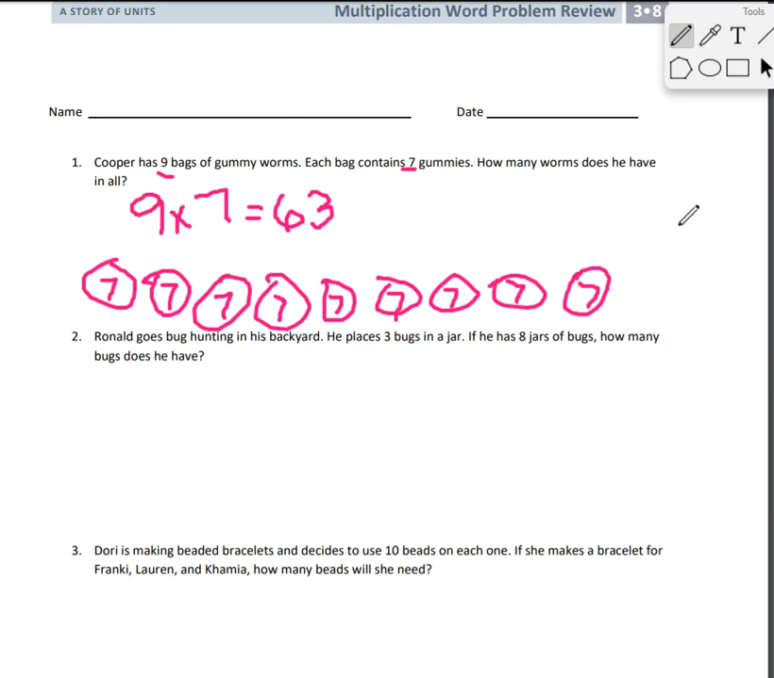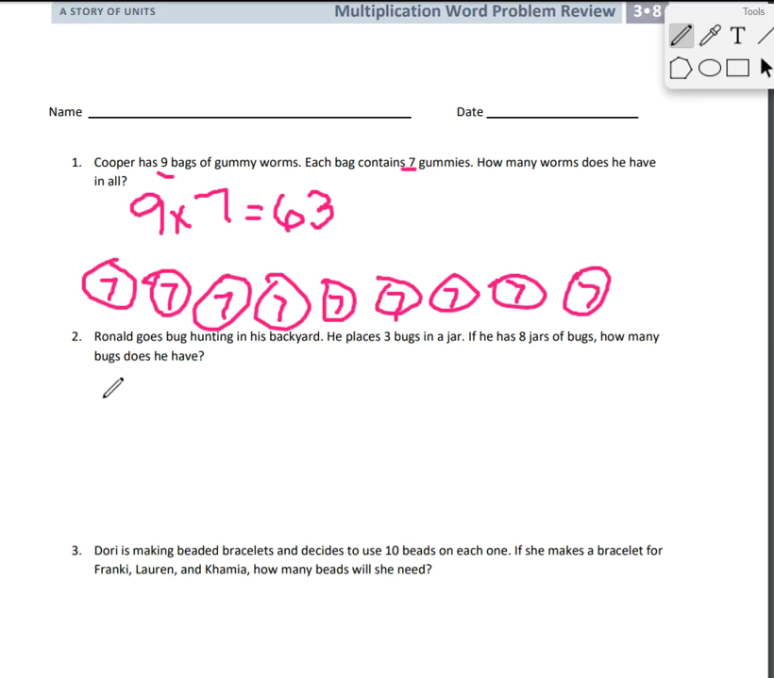Let's look at problem 2. Ronald goes bug hunting in his backyard. He places 3 bugs in a jar. If he has 8 jars of bugs, how fast will Miss Hakelberger run away screaming? Just kidding, that's not what the problem says. If he has 8 jars of bugs, how many bugs does he have?